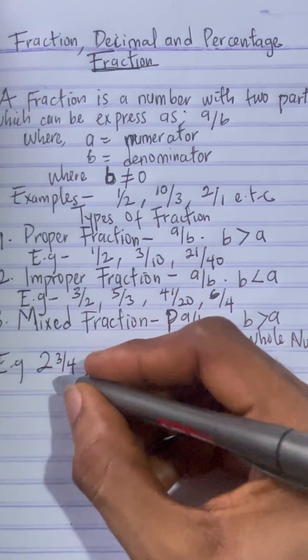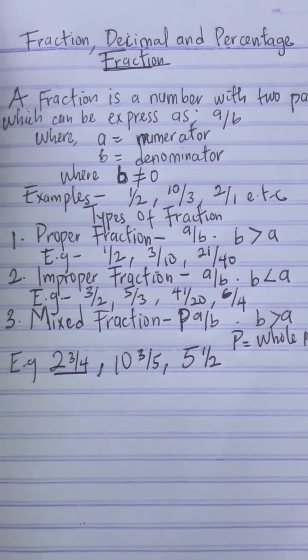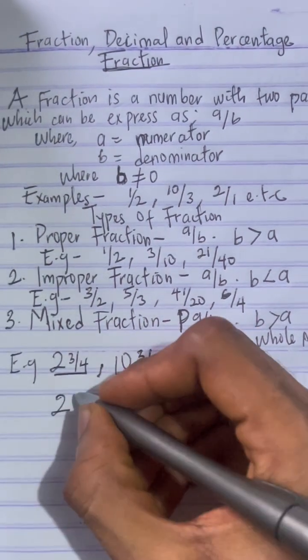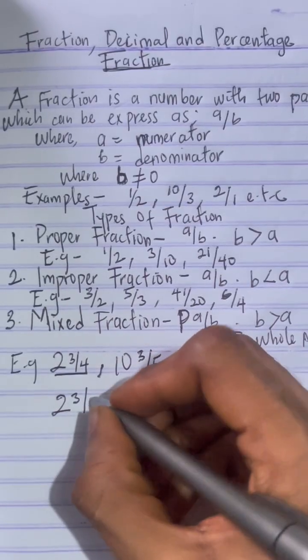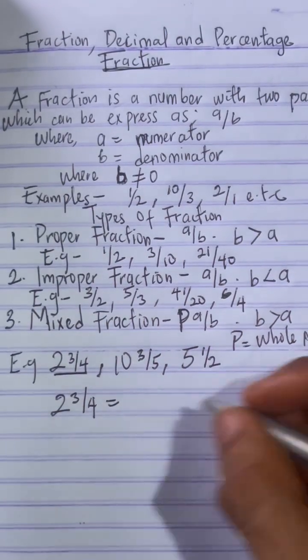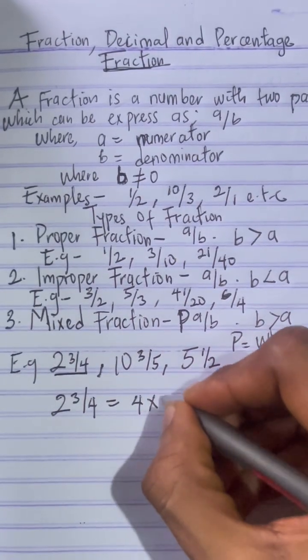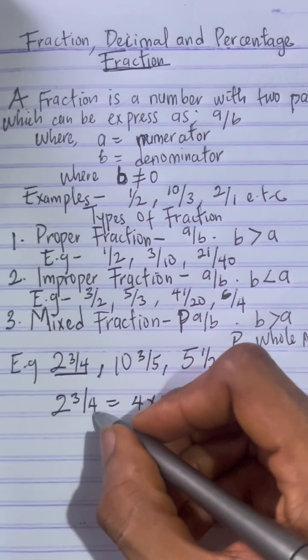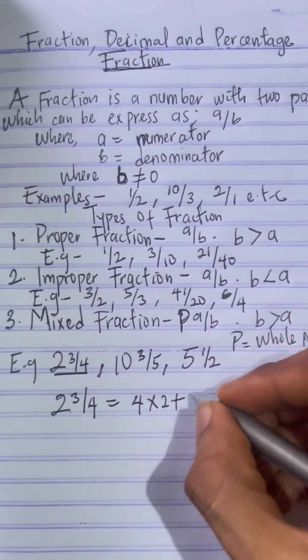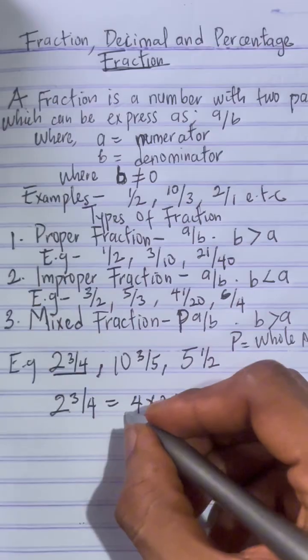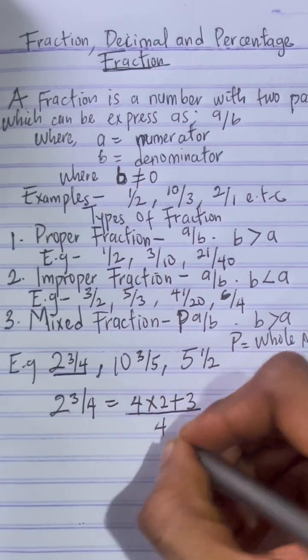How do you go about it? Let me take the first example that I gave under mixed fraction. Two whole number 3 over 4, right? So how do you go about this now? It is 4 times 2, 4 the denominator times your whole number, plus your numerator, which is 3, over the denominator, which is what? 4.